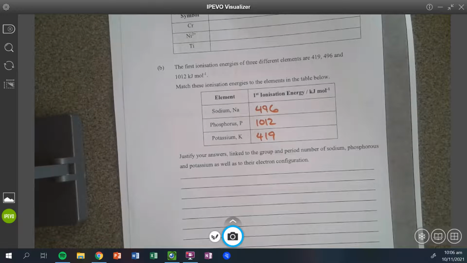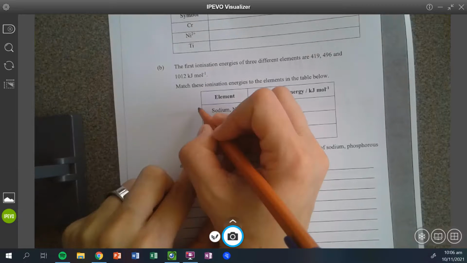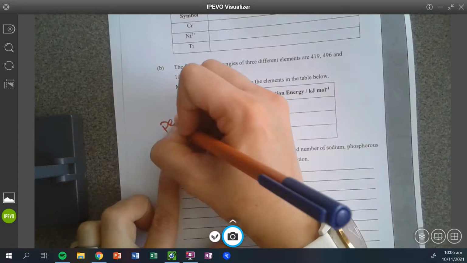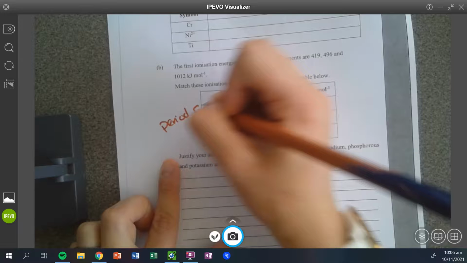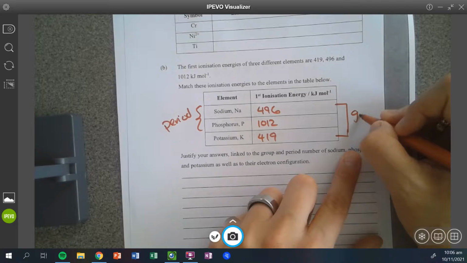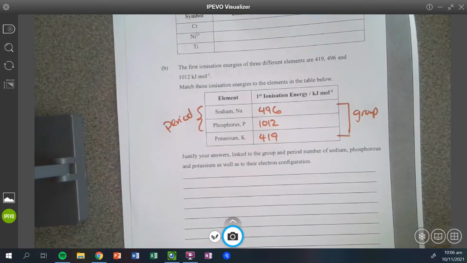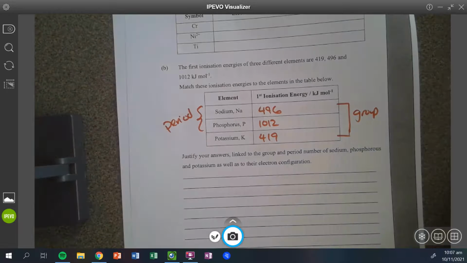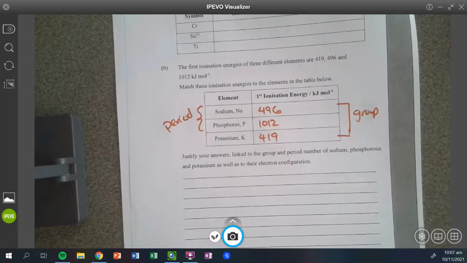So you should have paired sodium and phosphorus together because that was your comparison for the period, aka your row. And then you should have paired the sodium with the potassium because that was your comparison for the group. Does that make sense to everybody? So that's what we were looking for comparison. There wasn't really much you can do with the phosphorus and potassium because they're different groups and different periods, so they're not easy to compare, and that's not what they looked for in the marking schedule anyway.